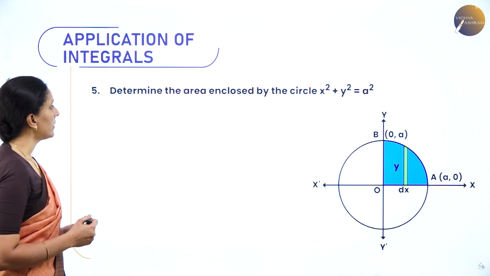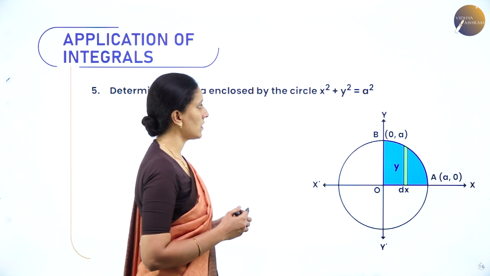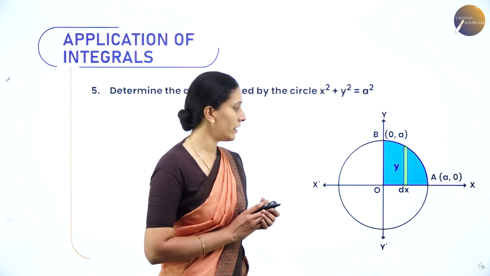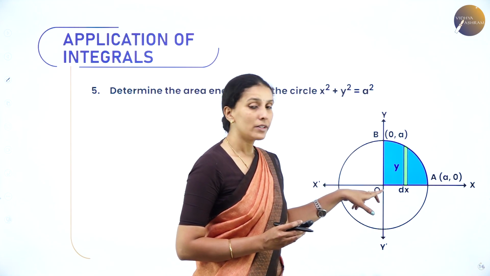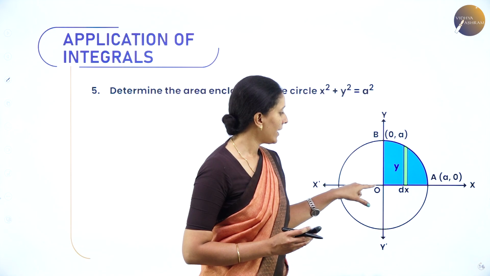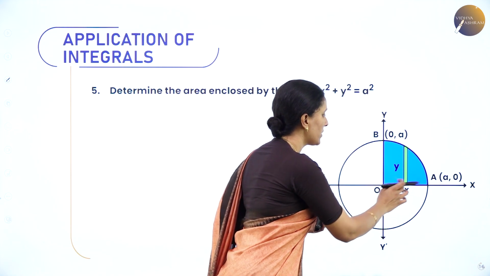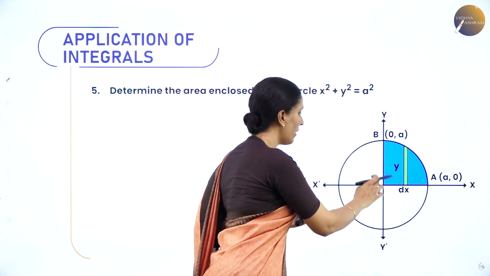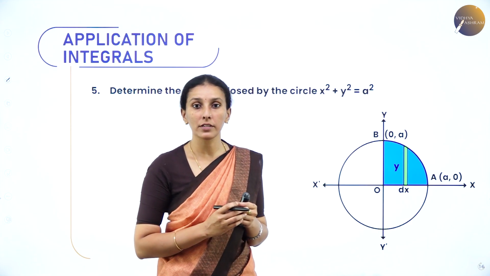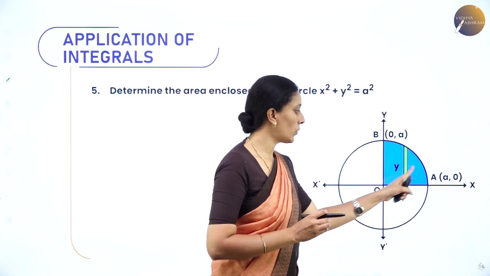Next question. Determine the area enclosed by the circle x square plus y square is equal to a square. So the limits are not given. Again, I am taking a circle whose center is the origin here. Now, when I take the limit a, the distance from 0 to a is the same wherever you take it, because the radius of a circle is constant. So therefore, the limit is from 0 to a.